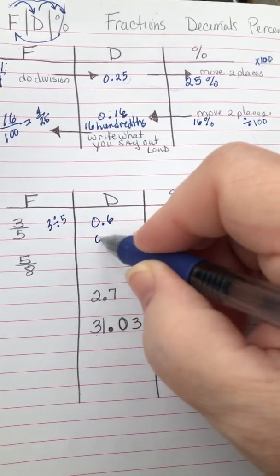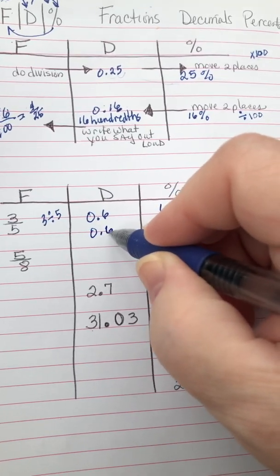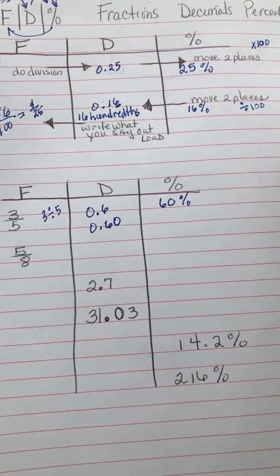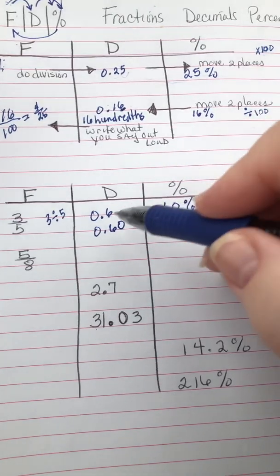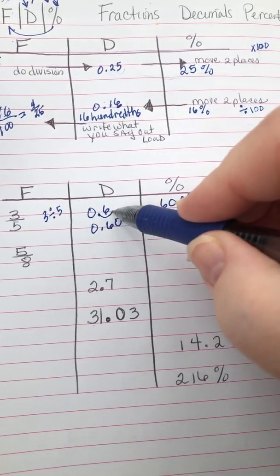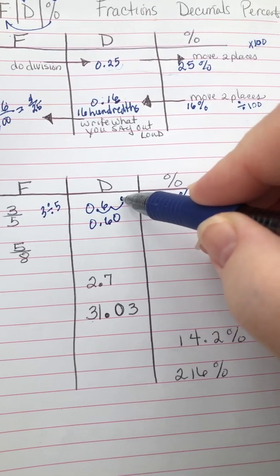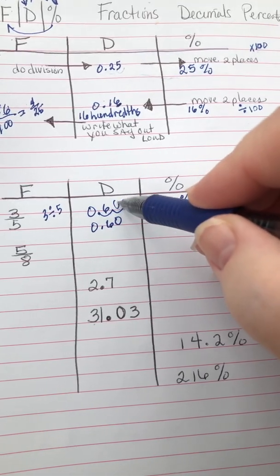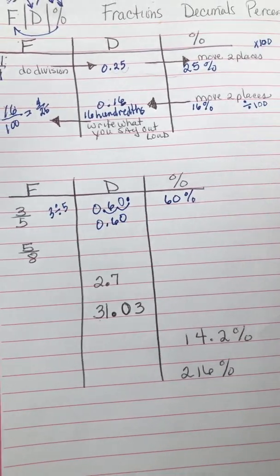because 0.6 could be written as 0.60 if we needed to, and it would mean the same thing. And so when you move that decimal 2 places to the right, there's your decimal, and then fill in any blank spots with the 0.